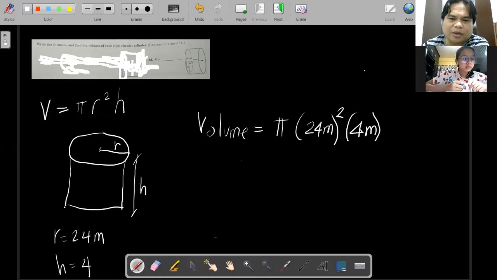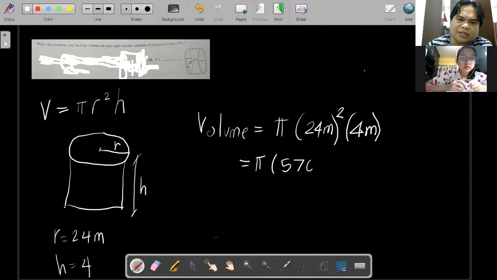So therefore, volume is equal to pi. Give me the square of 24. 576. Okay, you have 576. This time the unit is no longer m but m squared. M squared connotes an area. And then multiply it by the height, which is 4.